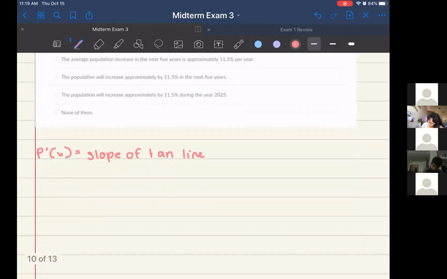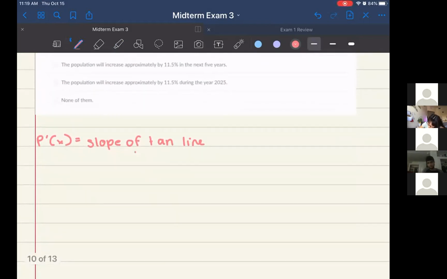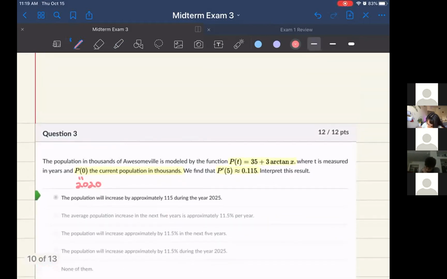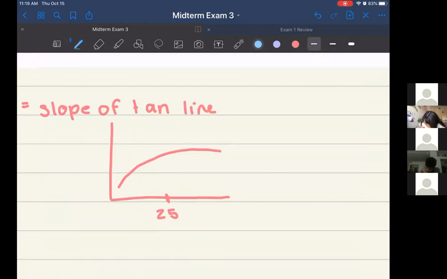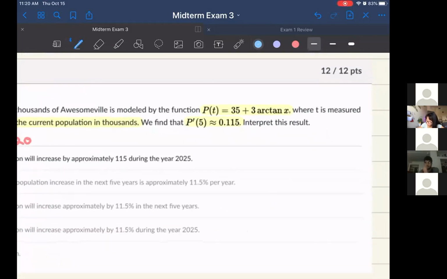So if this is our graph and let's say it looks like that, we're looking at year, was it 2025? We're looking for the slope of the tangent line right at T equals 25. So how much the population changed within the year 2025. And it gives you P prime of 5 equals 0.115.